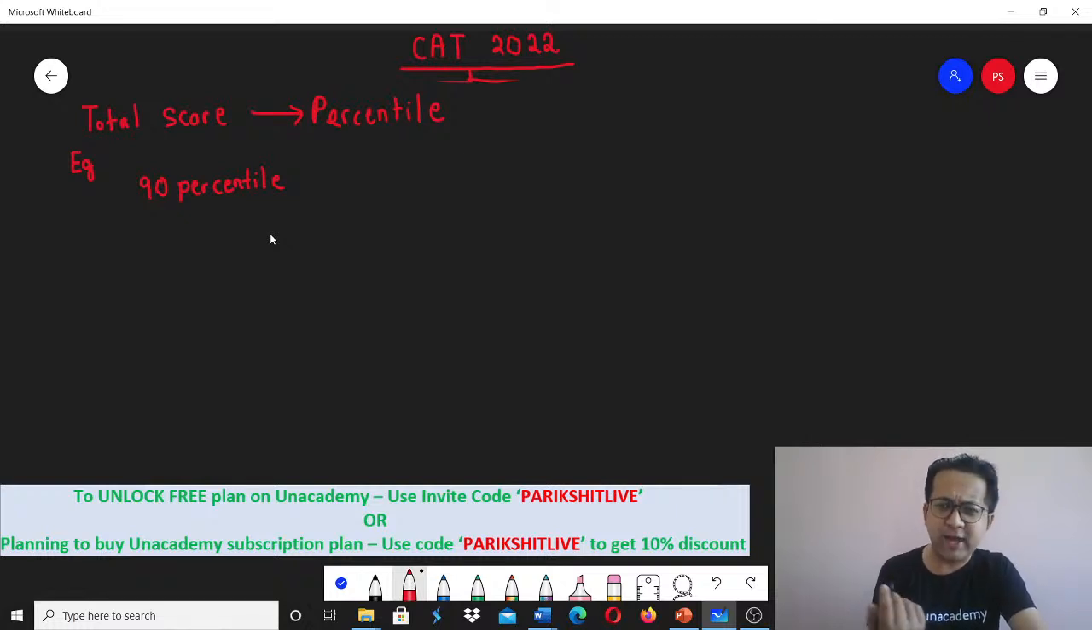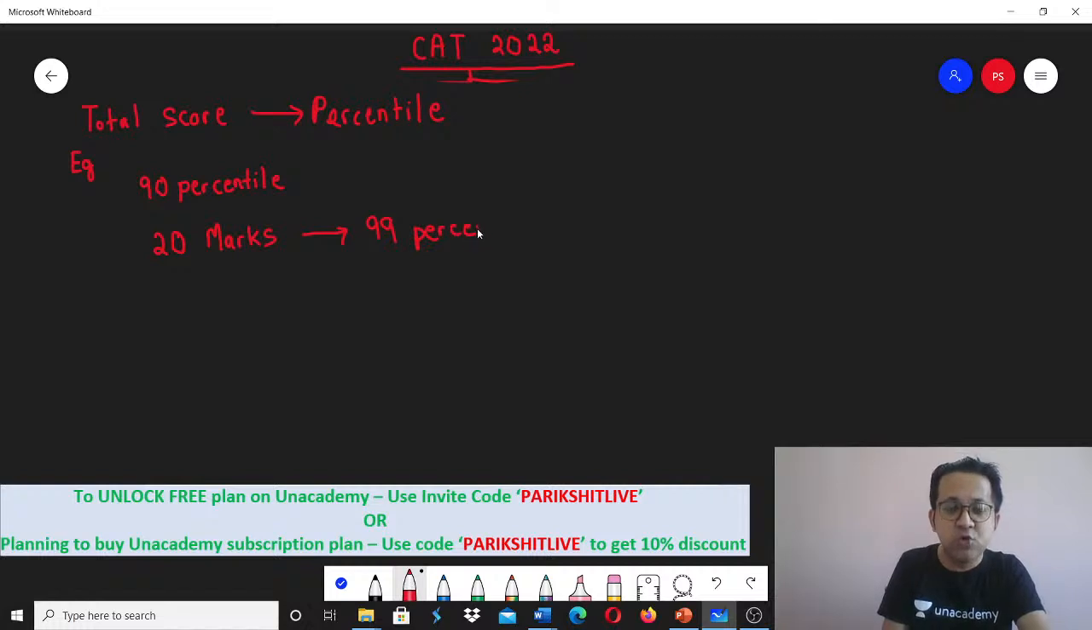So out of the 300 marks, let's say CAT is for 300, you might have scored just 20 marks. You got only 20 marks. Probably you might be thinking, so less. But if this 20 marks, as an example, is 99 percentile, what does it mean? You have fared better than 99% of the population who wrote the CAT exam that year with you. That's what is required.